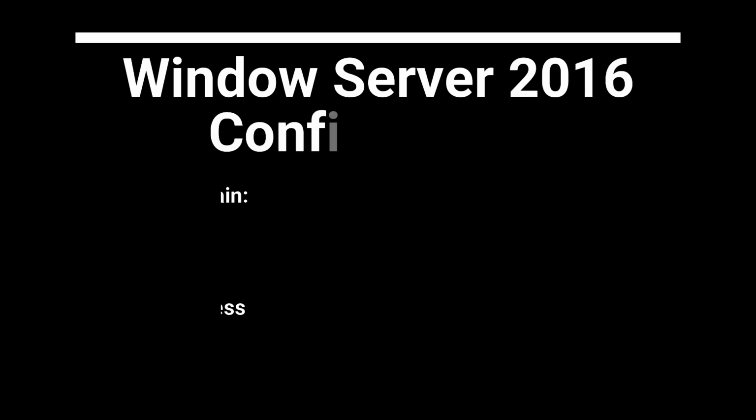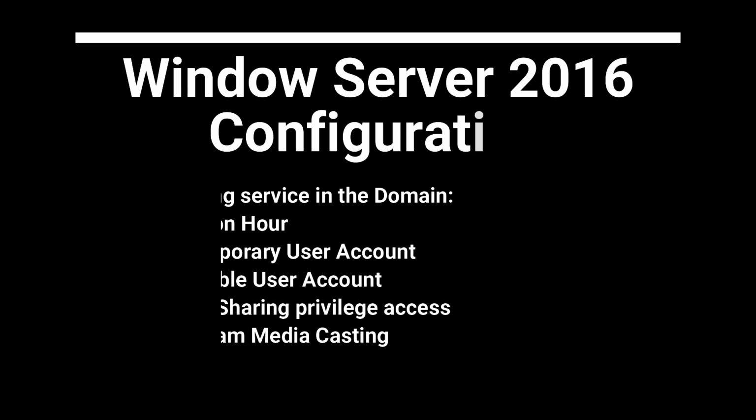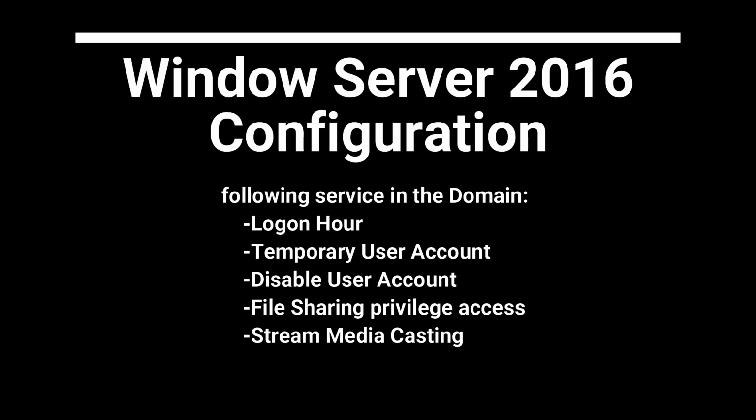In this video, we are demonstrating the Windows Server 2016 configuration. The following services in the domain are: locking out a user account, temporary user account, disabling a user account, privilege access in file sharing, and stream media casting.